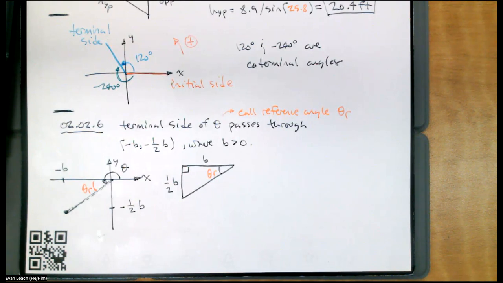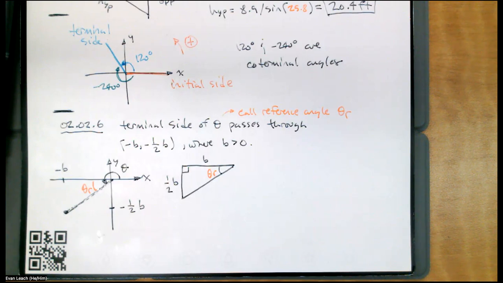In problem 6 from 2.2, we're told that the terminal side of theta passes through the point negative b, negative 1/2 b, where b is positive. This is an important part, because we know at some point we're going to have to divide by b, since b doesn't show up in any of the answers. We can only divide by b if b is not 0, so b has to be bigger than 0.